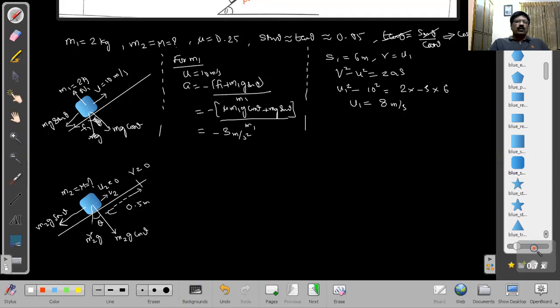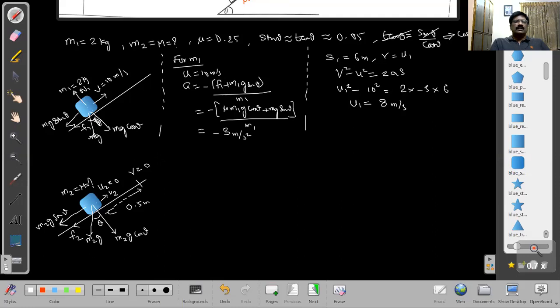And whenever the block moves in the upward direction, friction acts in the opposite direction. That means F2 also acts in this direction. Here, as the coefficient of friction between the two is the same, what about the acceleration of the body here?